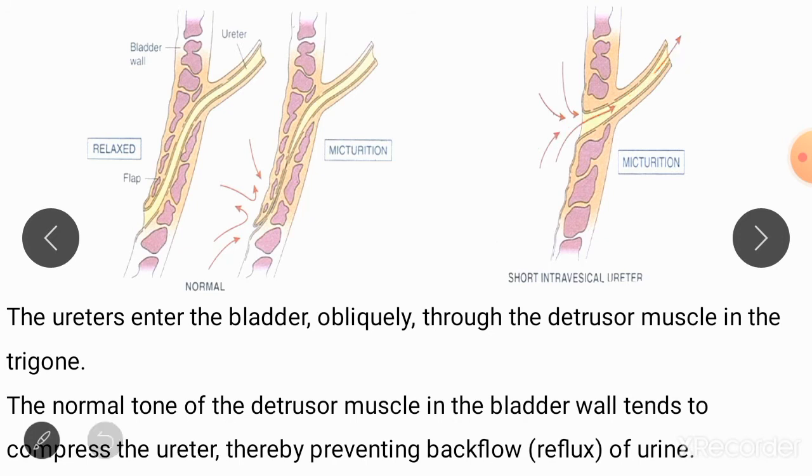It can cause the condition known as hydronephrosis, जिसके अंदर fluid starts to accumulate within the kidneys and causes swelling of the kidneys, and it may even lead to renal failure if it is prolonged and untreated. So the normal tone of the detrusor muscles of the bladder wall compress the ureter and prevent the backflow of urine from the bladder towards the kidneys, which is known as reflux.